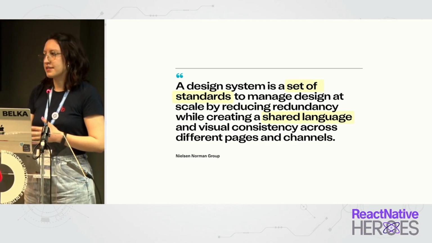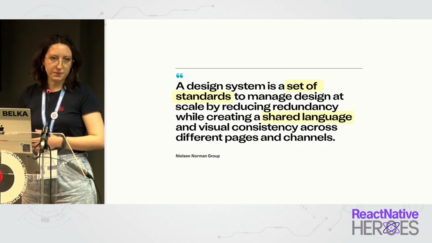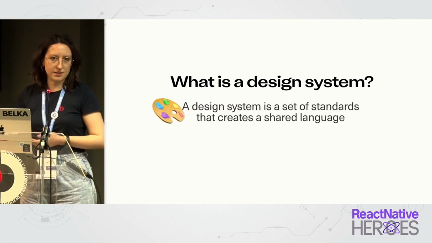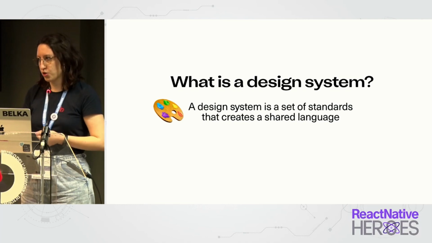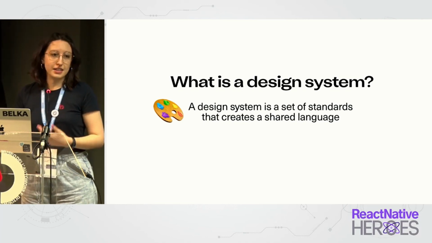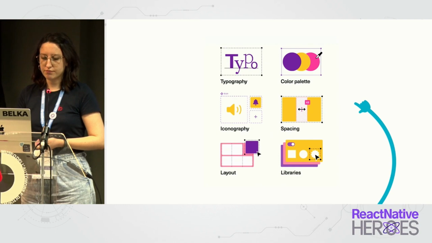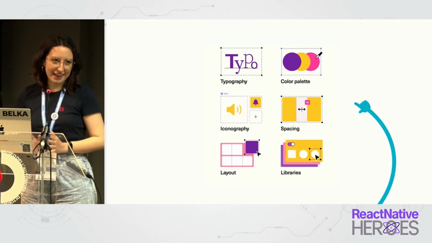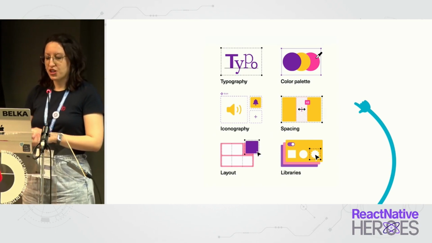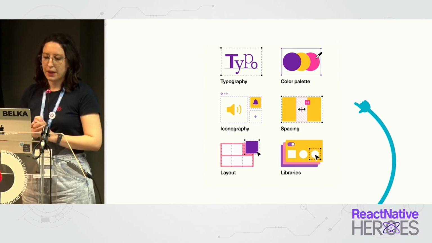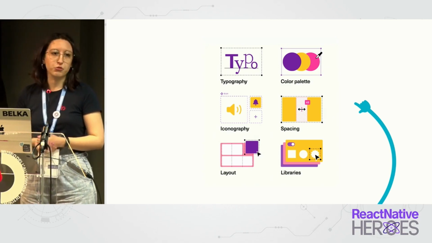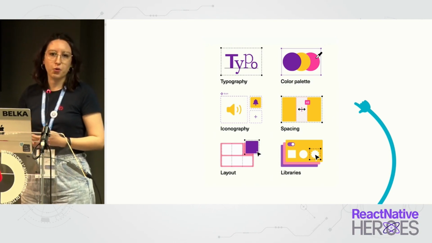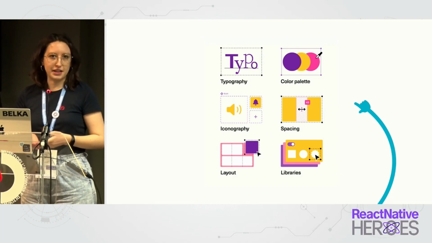So those keywords are set of standards and shared language. So we can easily say that a design system is a set of standards that define a shared language. But what standards need to be defined? So those standards are basically things that designers really like and need, of course, such as typography, color palettes, iconography, spacing, layout, and libraries. So designers define these rules, and then they create the components and some documentation attached to them.